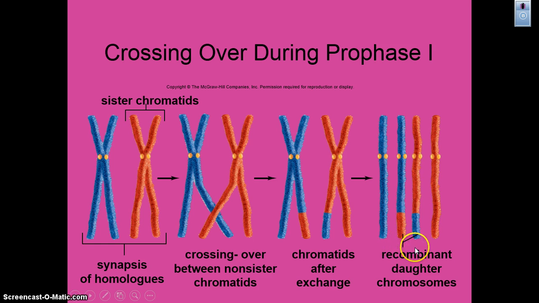So these are called recombinant daughter chromosomes because they don't look like the parents. They have the same thing. So I don't want you to think that right here codes for eye color and right here codes for hair color. Those are just silly examples, but that's not what it is. If this codes for eye color here, this section that was exchanged also codes for eye color.